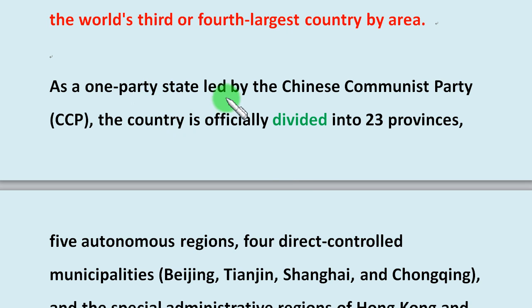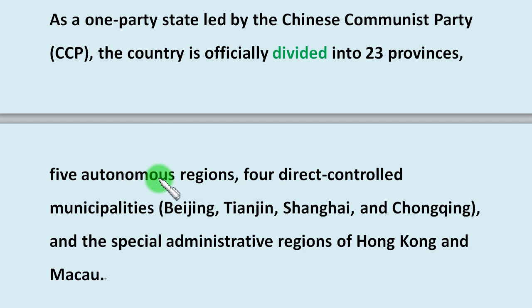As a one-party state led by the Chinese Communist Party, the country is officially divided into 23 provinces, 5 autonomous regions, 4 direct-controlled municipalities, Beijing, Tianjin, Shanghai, and Chongqing, and the special administrative regions of Hong Kong and Macau.